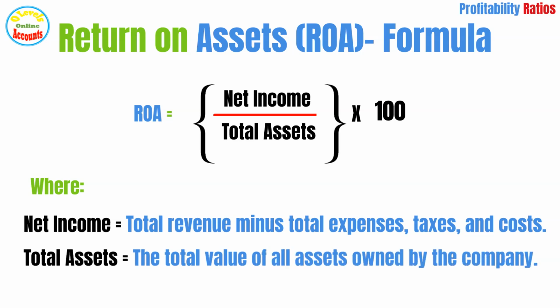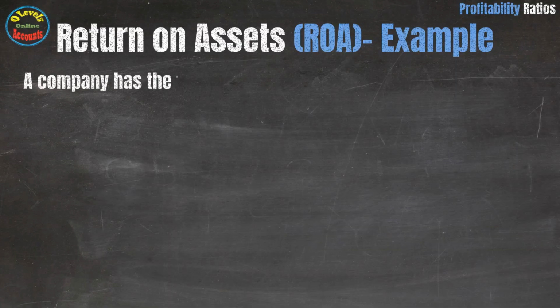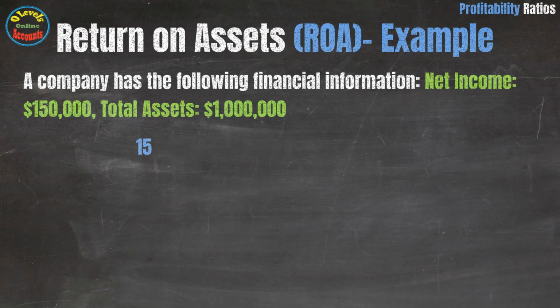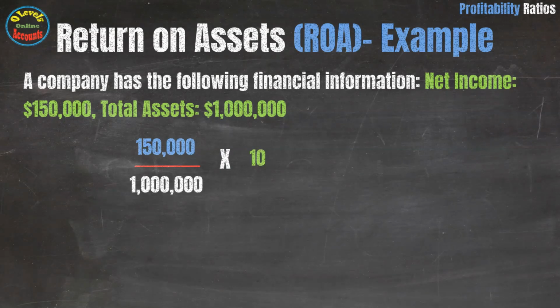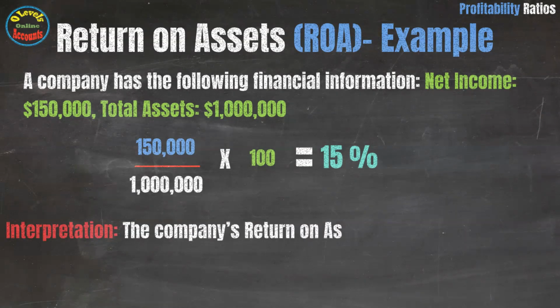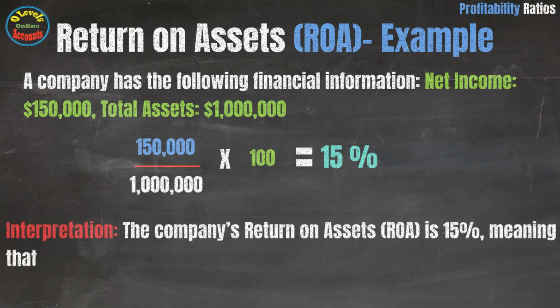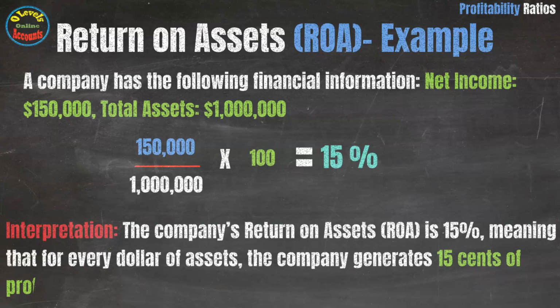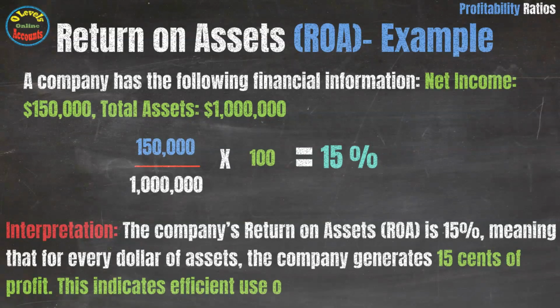Let's check its example. A company has the following financial information: net income, $150,000, total assets, $1 million. For the solution of 150,000 net income divided by 1 million total assets, multiplying by 100, we will get 15% as a result of it. Interpretation is that the company's return on assets, ROA, is 15%, meaning that for every dollar of assets, the company generates 15 cents of profit. This indicates efficient use of assets to produce income.